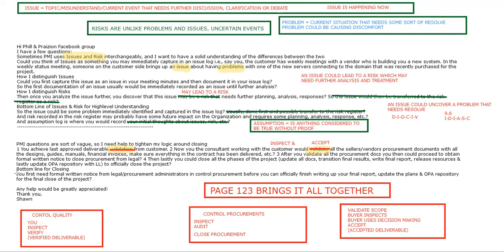So you say the bottom line for closing, you need formal written notice from legal, procurement administrators in Control Procurement. Not in the real world. I'll just be honest, that doesn't happen in the real world. This is a step that in many projects does not exist. There's no legal, there's no procurement administrator, there's no one except the project manager. So you've got to remember there are various kinds of projects and not every project has this step.